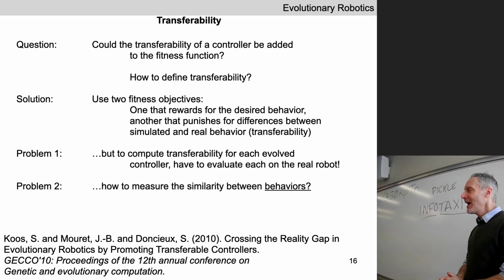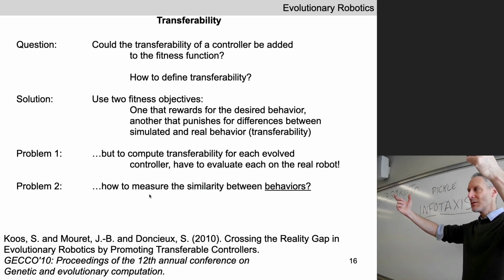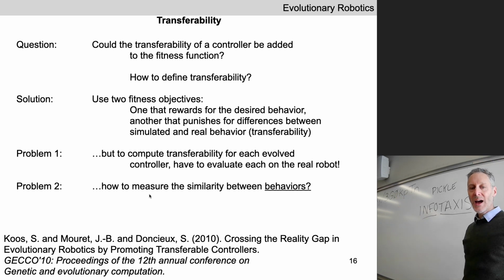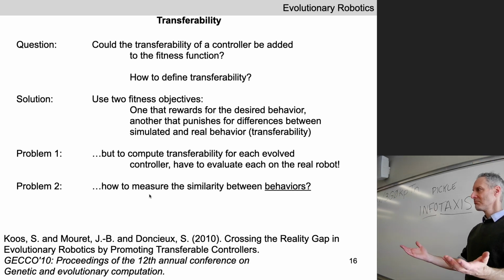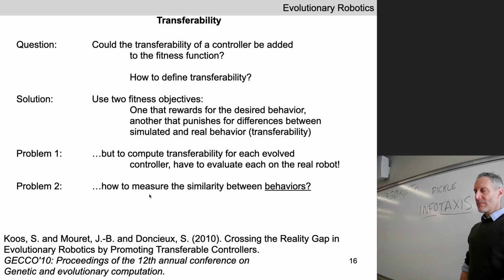But now, as always in science, we've solved one problem, and now we have 10 more problems, or at least 10 more questions. If we're going to measure the distance between controller I and J by the differences in behaviors produced by I and J, how do we measure the similarity between behaviors? Ideas? By the difference in fitness function, maybe? Makes sense, right? The simplest thing is, what's the difference in fitness, right?